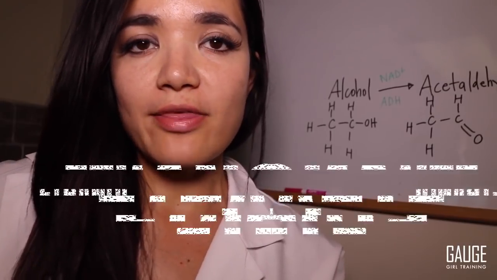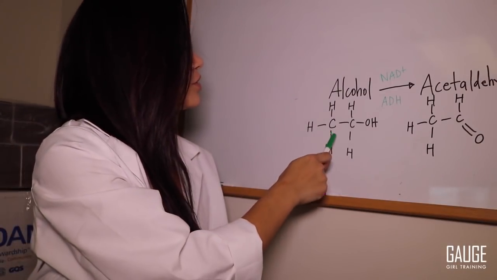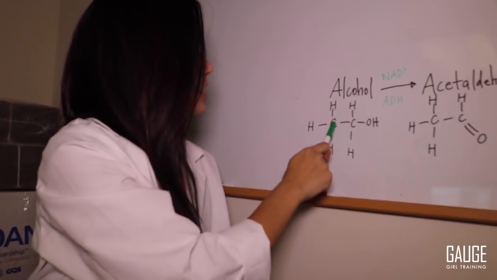Alright, so the first thing that you guys need to know is the chemical name for alcohol is ethanol, also known as CH3CH2OH. In organic chemistry, ethanol means there are two carbon groups, propanol 3, butanol 4, and so on and so forth. So this is what ethanol looks like. Again, the CH3CH2OH.